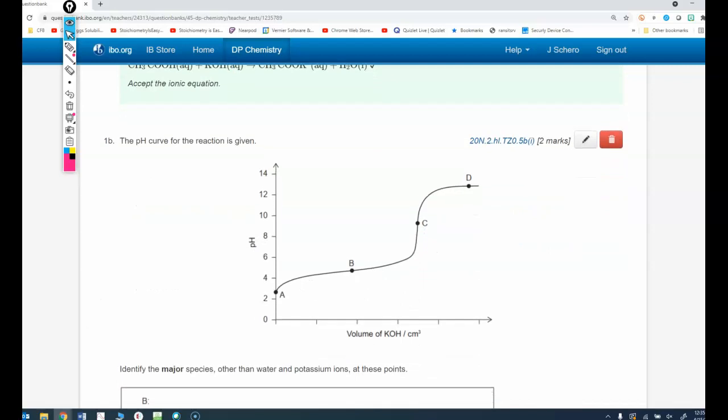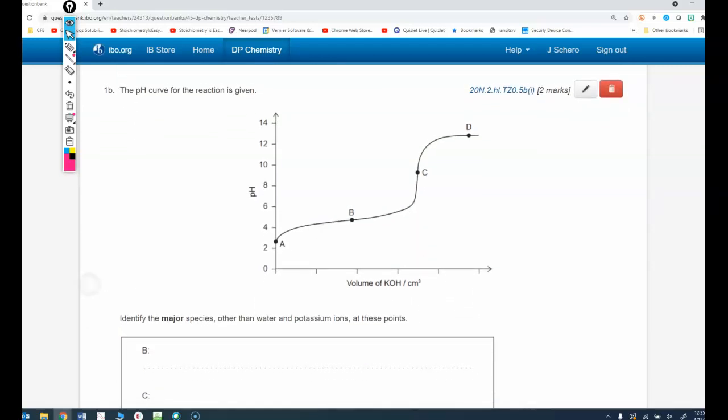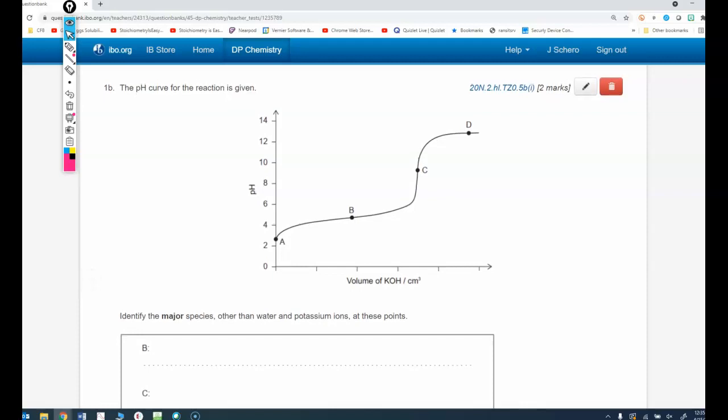Okay, so then this next one, the pH curve for the reaction is given there, and it's asking you to identify the major species other than water and potassium ions at these points. So by major species, it means what do you have sitting in your container? And let's just remind everybody that we need to know what we have sitting in the container. And so B pretty much is at the half equivalence point. It doesn't say to identify how much, it just says to identify the major species that you have.